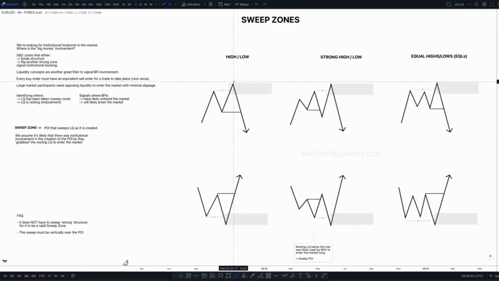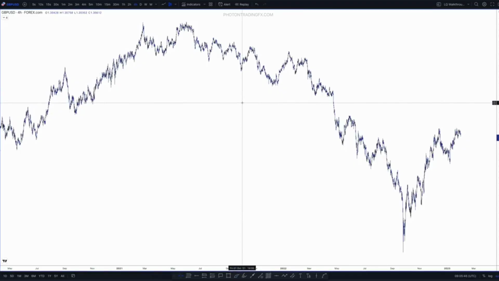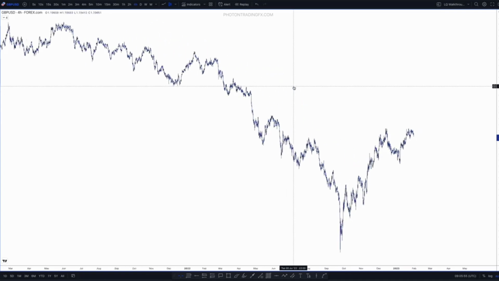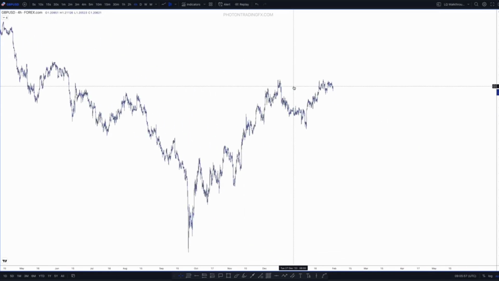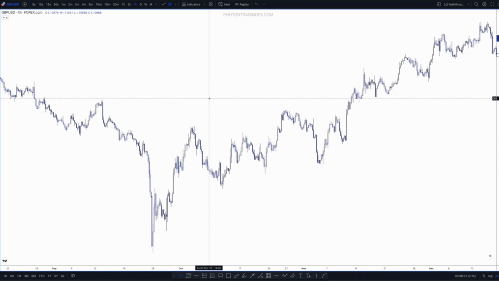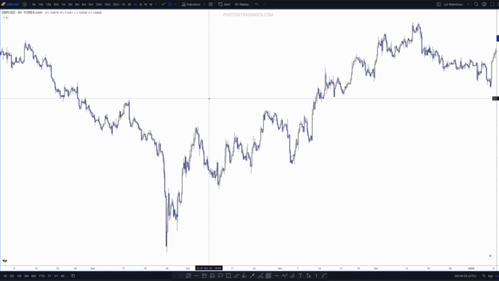Okay, so let's go and look at what these look like on an actual chart. I did get some requests to look at pairs other than euro dollar, which is fair enough, just to show you how these concepts are universal and can be applied to any instrument or asset class. So let's zoom in to the recent price action.